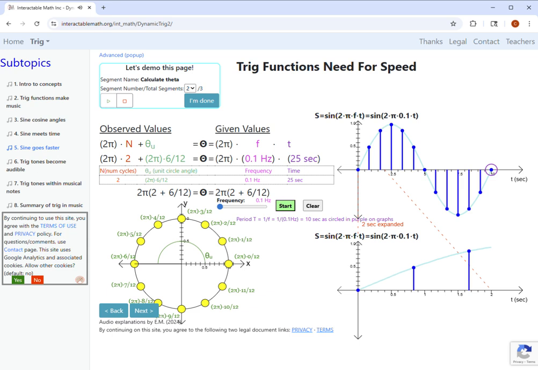Now that we understand why theta equals 2 pi times frequency times time, let's move on to the next segment of this demo and go faster.